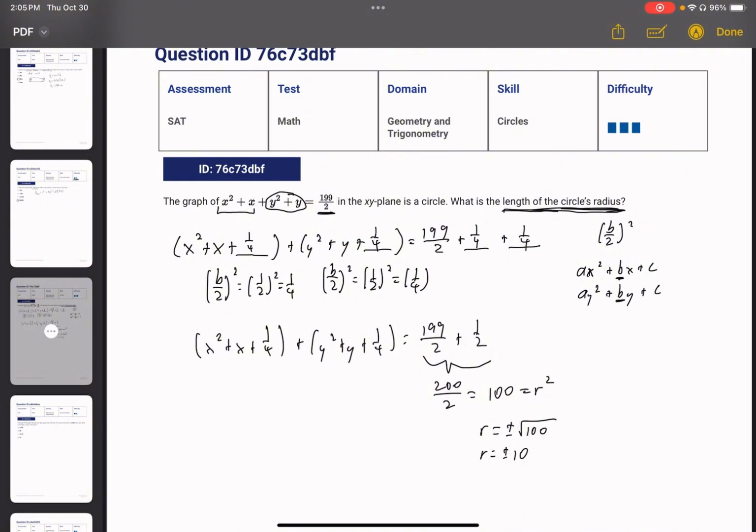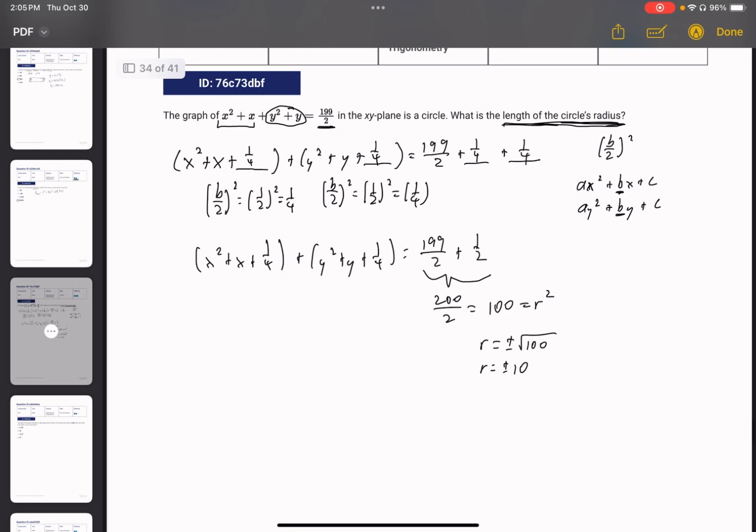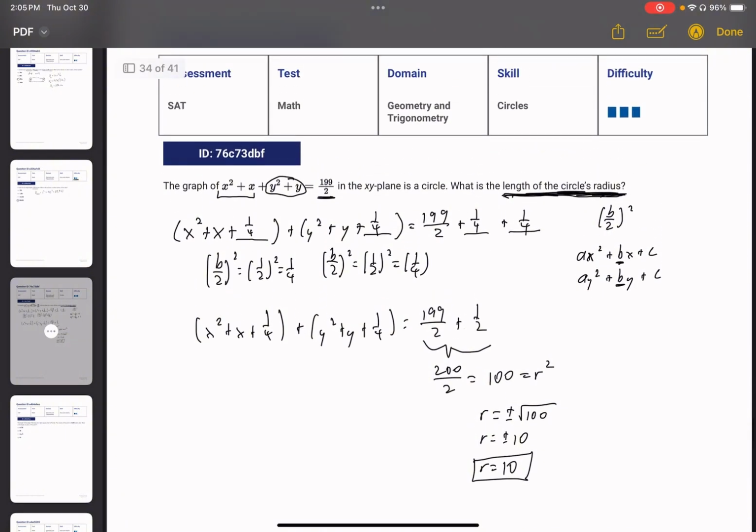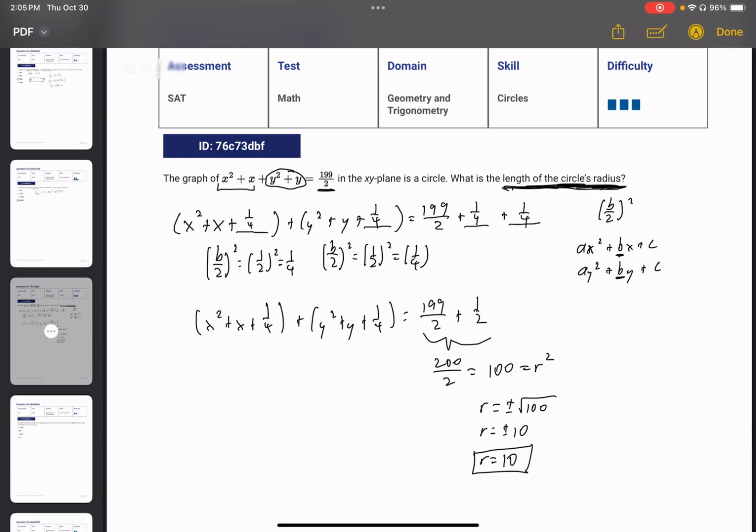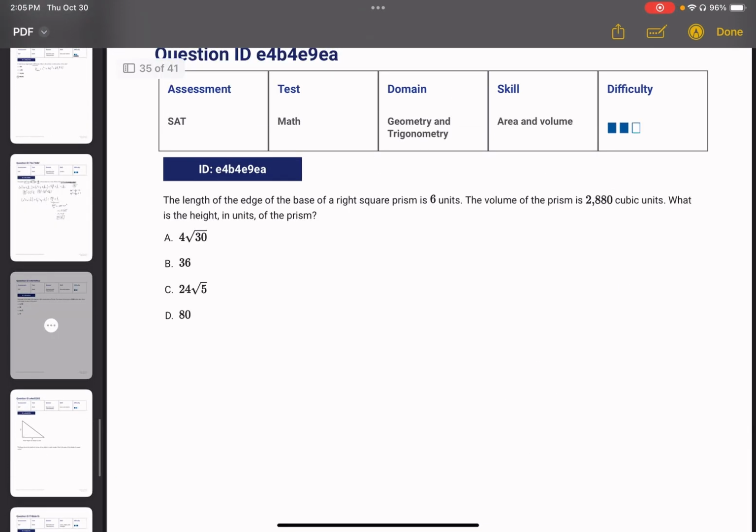But then put it into the context of the real scenario: the length of a circle's radius can never be negative, so it's only going to be 10. So r is equal to 10. That is the length of the circle's radius for this problem. A little tricky, but as long as you know how to complete the square, very manageable and easy points to grab up.